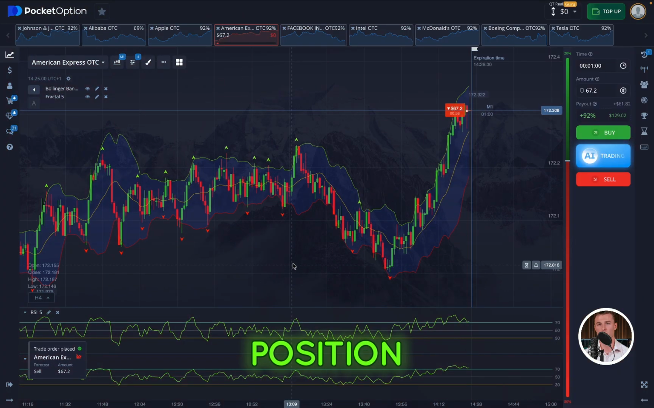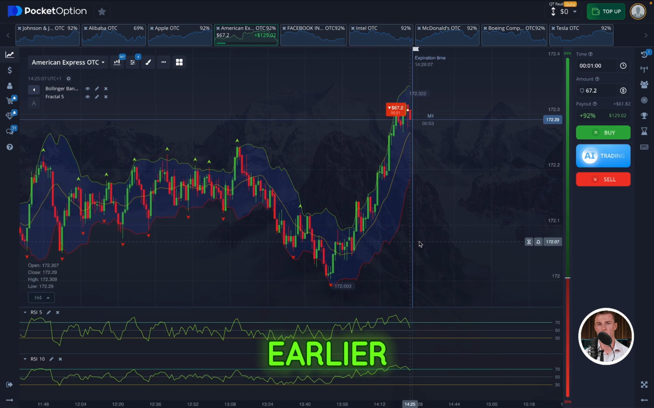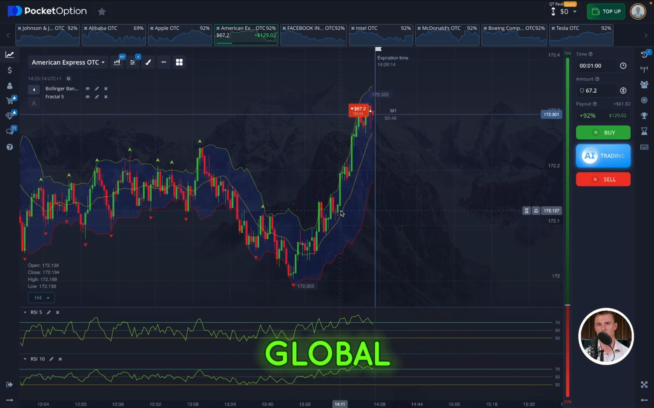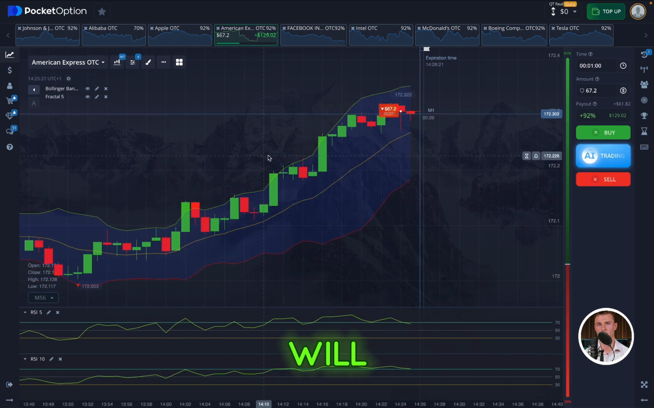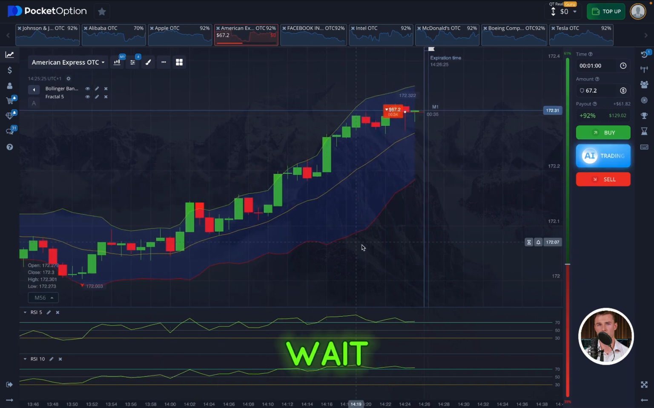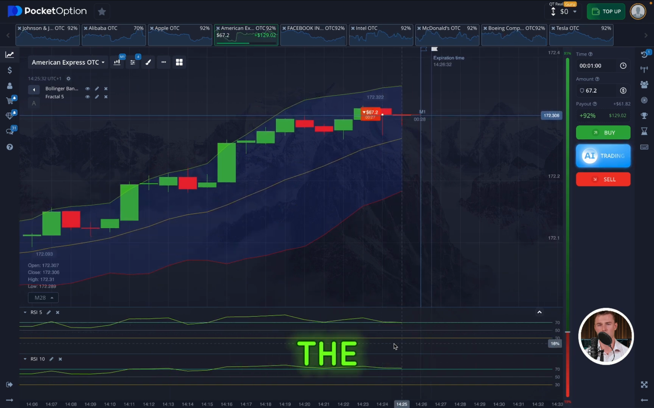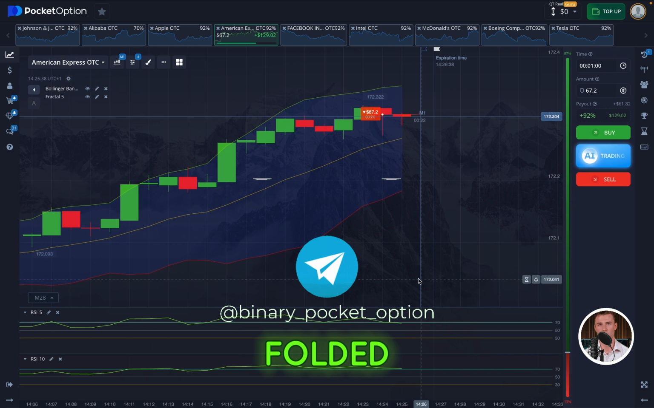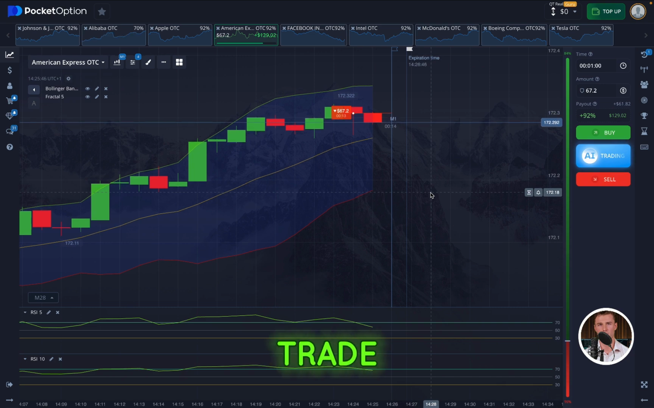Let's open a downside position here. I'm starting to see an exit from overbought areas on both oscillators. And earlier we had a rather impulsive upward dynamics. The global structural high was updated. There were a lot of touches on the upper Bollinger Band. But I will tell you again, you have to wait for the moment when you see your oscillators crossing either out of the overbought area or out of the oversold area. In our case, it's an overbought area, so we can open a down trade here.